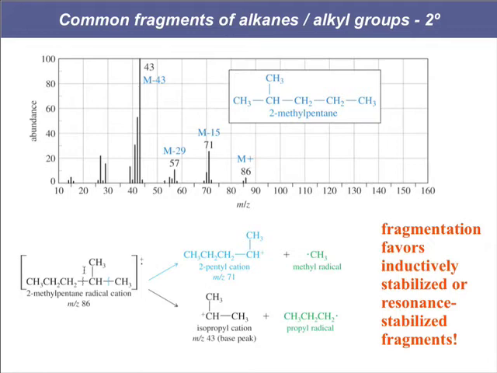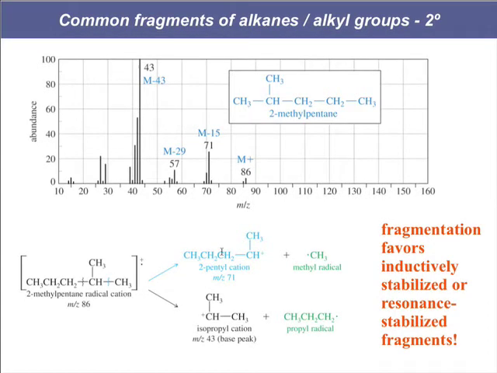If we lose this methyl group or one of the methyl groups here from our secondary carbon, actually this is a tertiary carbon, we will get a secondary carbocation. We lose a methyl from our tertiary, we'll have a secondary cation left over. So that's really good to get a secondary cation as opposed to a primary, which we would get by cleaving at many of these other sites. So losing a methyl is fairly common because it gets us an inductively stabilized cation.